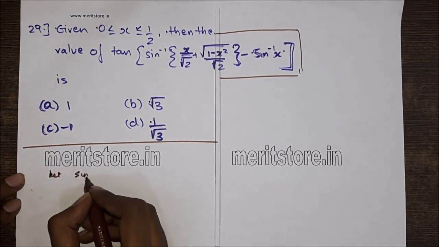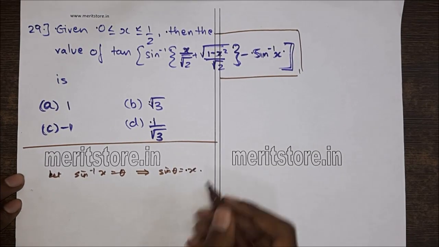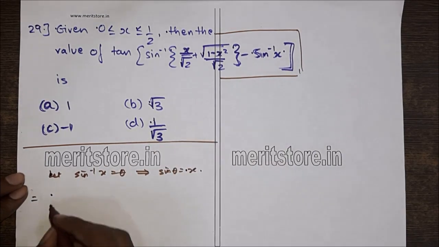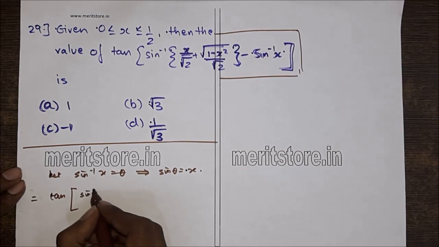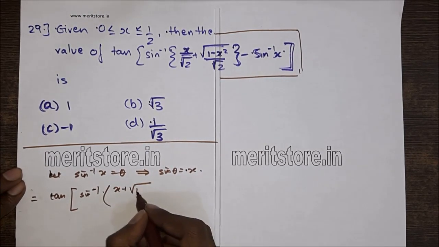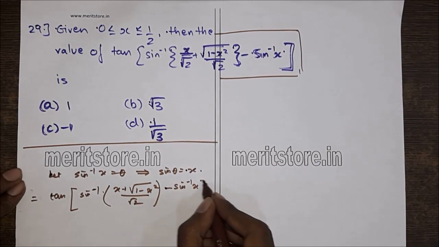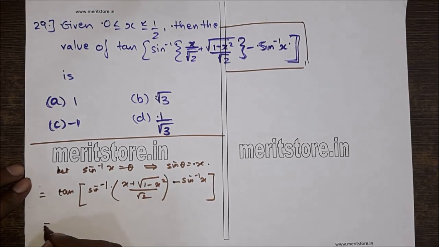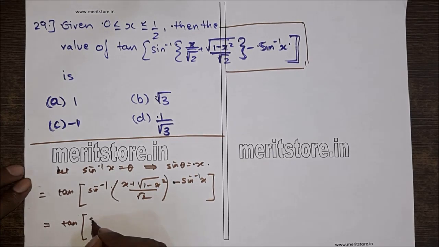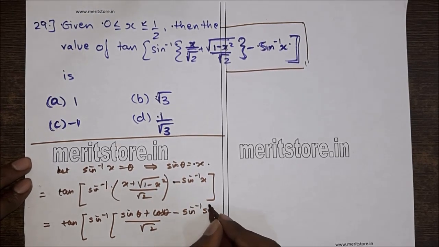So first let sine inverse of x be theta. So therefore sine theta is x. Now we rewrite the expression tan of sine inverse of, since they have the same denominator, we can write this x plus root of 1 minus x square upon root 2 minus sine inverse of x. So we substitute the value, we get tan of sine inverse of sine theta plus root of 1 minus sine square theta is cos theta. So sine theta plus cos theta divided by root 2 minus sine inverse of sine theta.